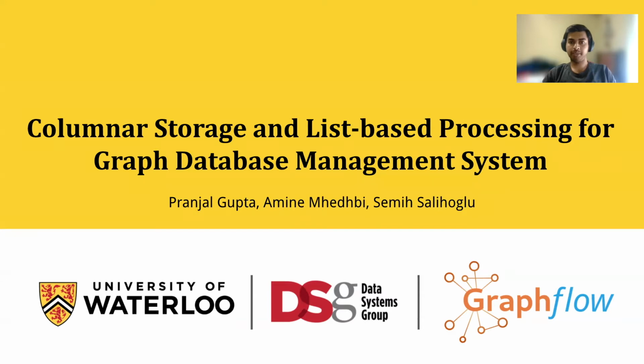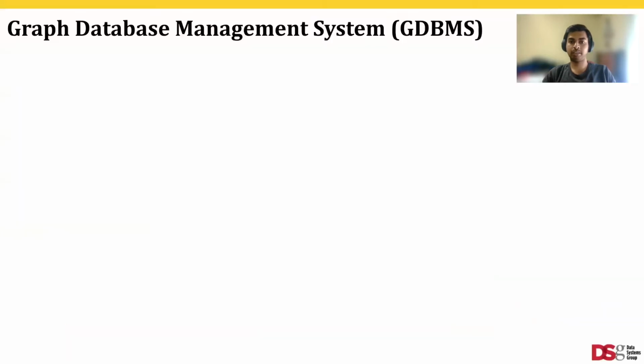Today I'll be presenting a work on columnar storage and list-based processing for graph database management systems. In this work, we explored the applicability of existing techniques from columnar relational database systems and also proposed new solutions to adopt them in context of a native graph database management system. We base our work on GraphflowDB, which is an in-memory graph database system optimized for performance and scalability that we are developing at the University of Waterloo.